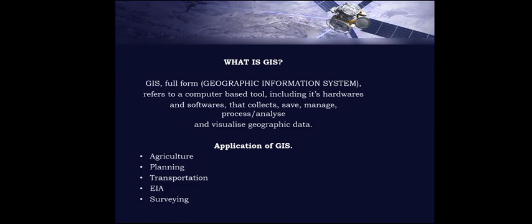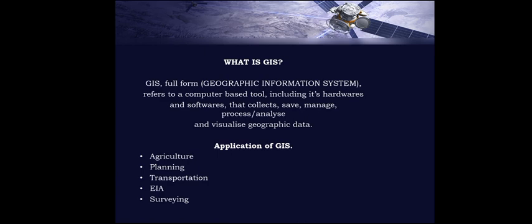So for definition, GIS, which is an abbreviation for Geographic Information System, refers to a computer-based tool that includes its hardware and software used for collecting data, to save data, manage this data, process and analyze the data, and visualize this geographic data. GIS can be applied in almost any field of study. So here are some of the lists of studies or disciplines where GIS can be applied.